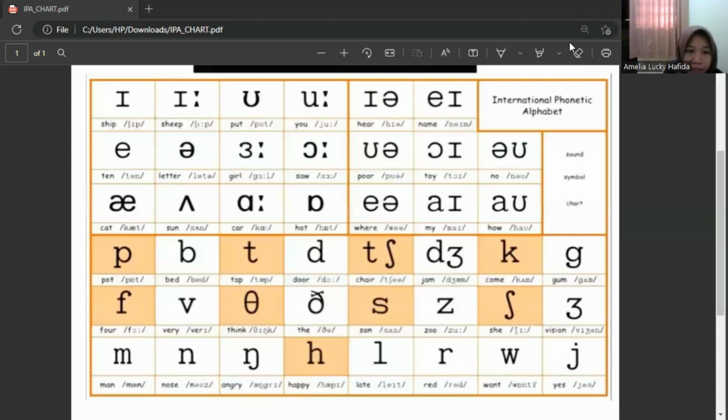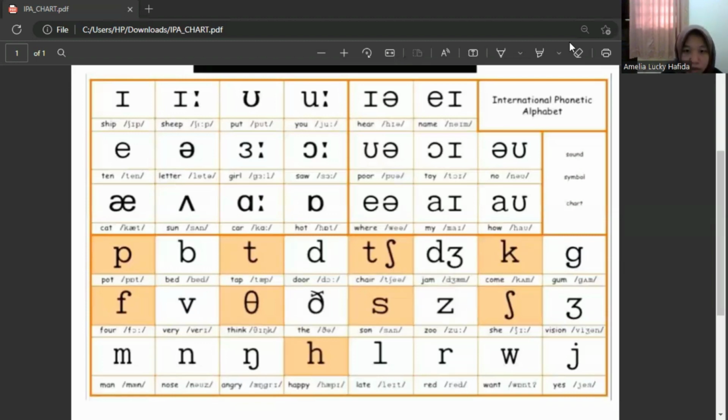Next, p sound. For example, pot, pot, pot. Next is b sound. For example, bed, bed, bed. Next is t sound. For example, tap, tap, tap. Next is d sound. For example, door, door, door.